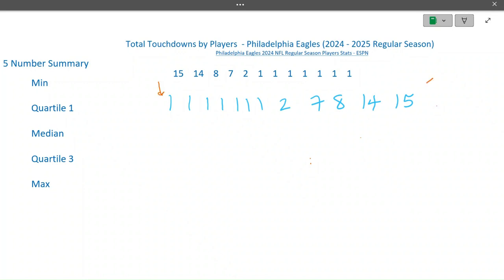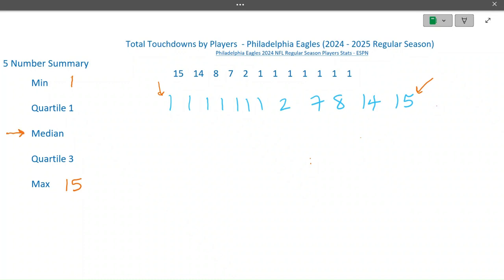All right, I'm going to note our minimum and maximum. Our minimum number of touchdowns scored was 1. Our maximum number was 15. So what this means is at least one player scored 1 touchdown and at least one player scored 15 touchdowns during the season.